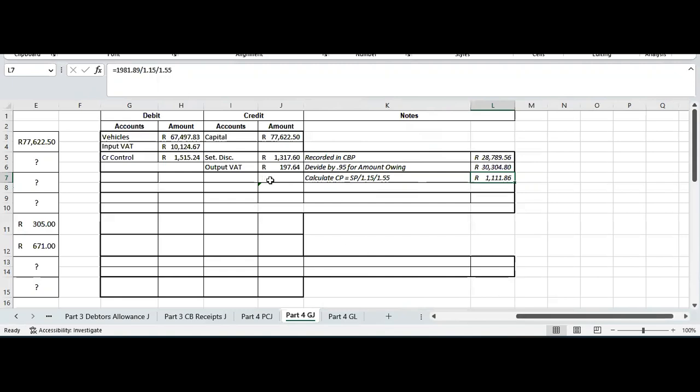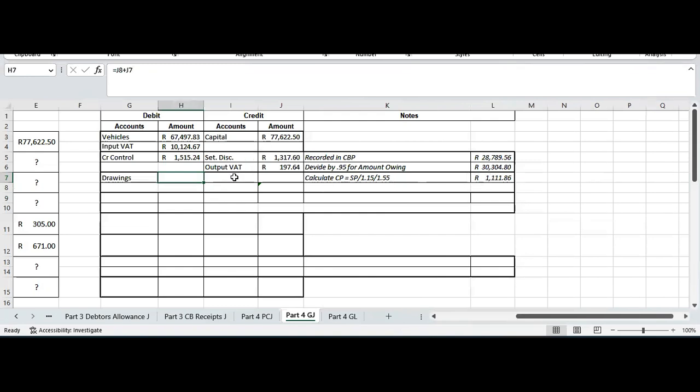Now we have to ask, what are the accounts that are going to be debited and the ones that are going to be credited? The one that is going to be debited is drawings. Drawings increase on the debit side. But that drawing, we don't know what it is yet, because we know what the cost price is, but we haven't calculated the VAT.